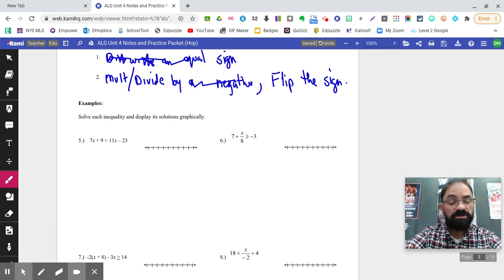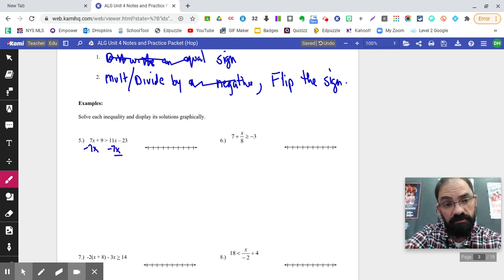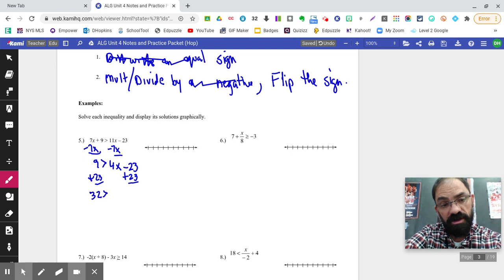So if I have variables on both sides, let's move the smaller one. So subtract 7x. Bring the sign down just as you see it. 4x minus 23. Add 23. 32 is greater than 4x. Divide by 4. 8 is greater than x.